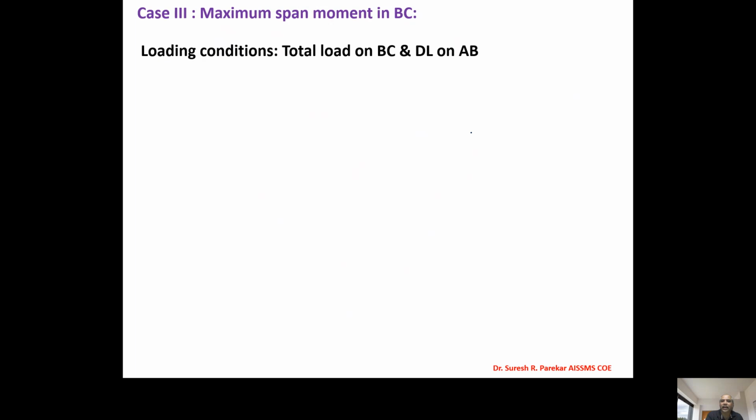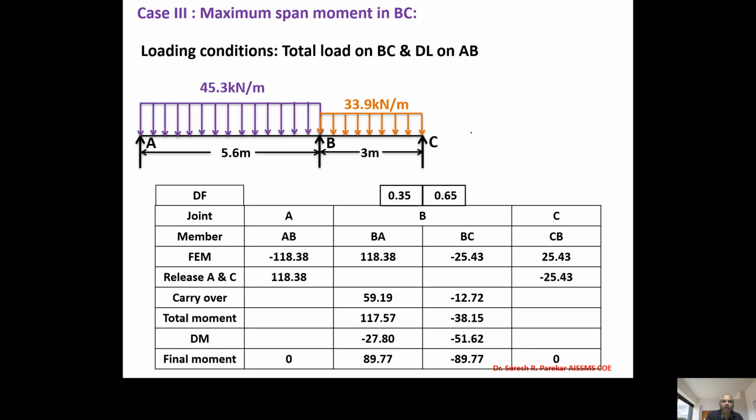So now we will go to the third condition. Now we have to apply total load on BC and dead load on AB, and then we will have a moment like this. So now here we have minus 118.38, here minus 24.43, and likewise then make it 0 by releasing. So we have 0.